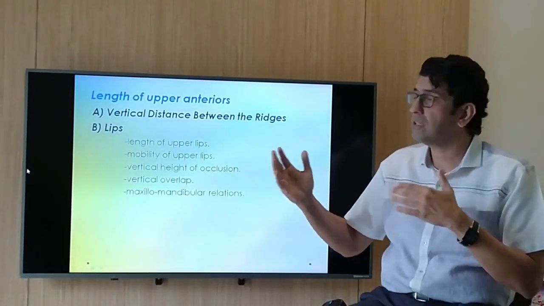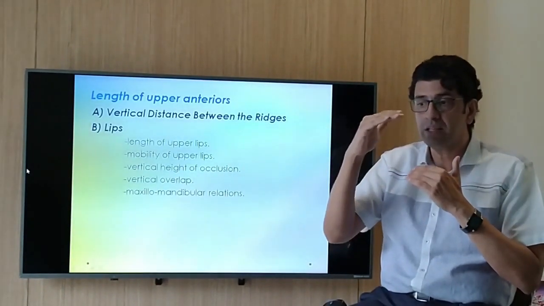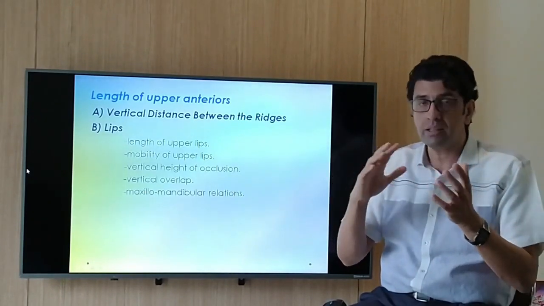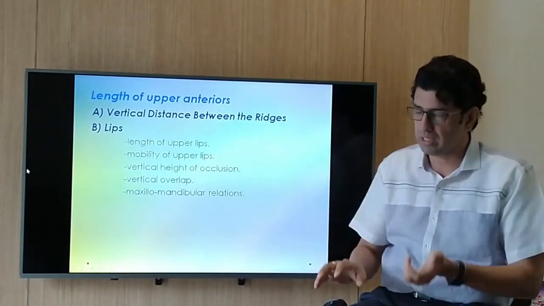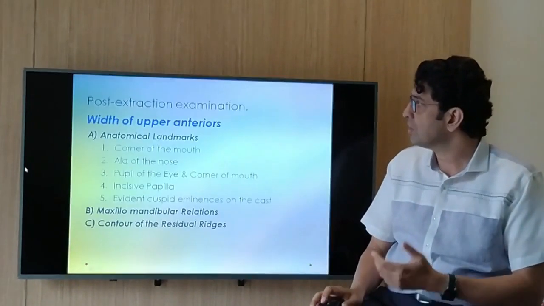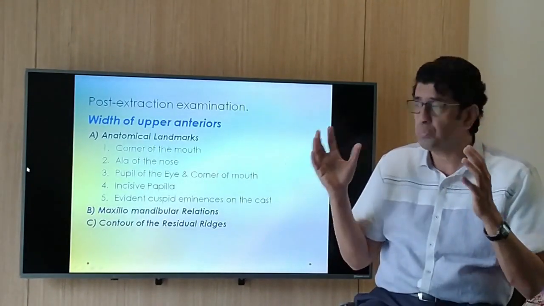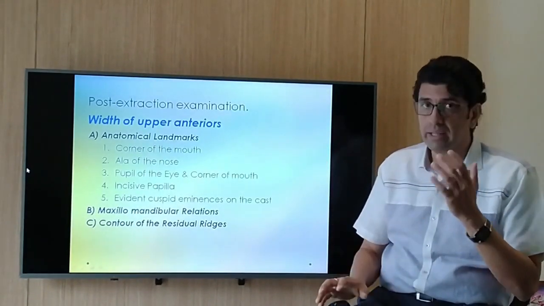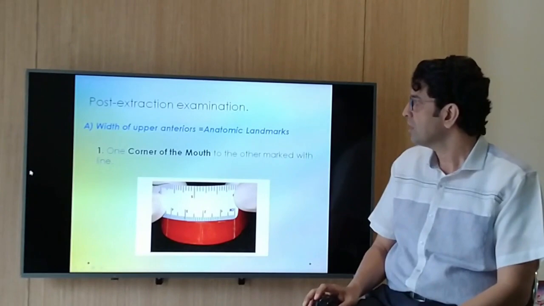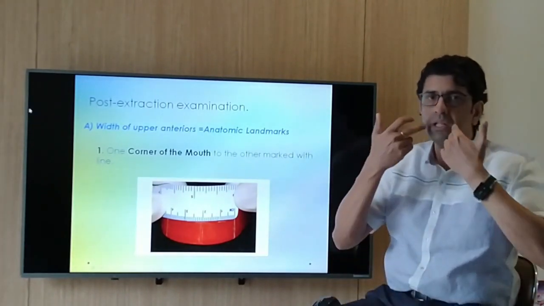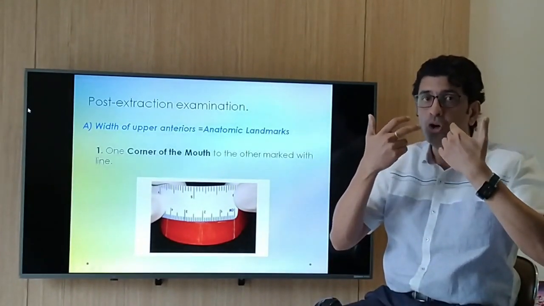And in length, you also have the vertical distance between the ridges as well as the lips, and the lips have a couple of features that we want to look at to determine the length of the anterior teeth. So when you look at the width of the upper anteriors, looking at the anatomic landmarks, the first one is the contour of the mouth, right? The contour of the mouth, you can mark it using an instrument on an occlusal rim.